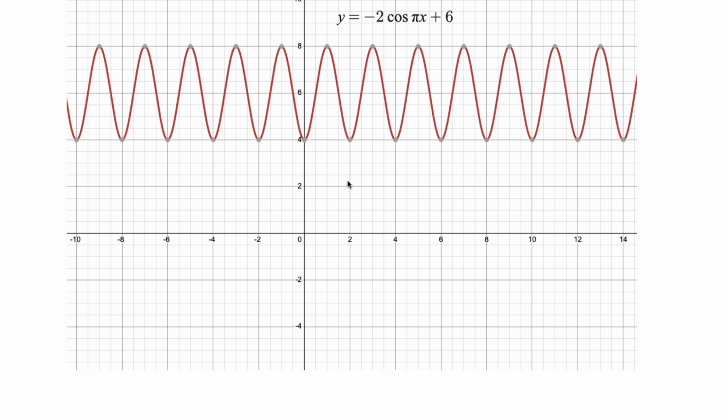The min and max were at -2 and +2. Adding 6 to each, our minimum value is now 4, and our maximum value is now 8. So that is a step-by-step look at how the different parts of the transformed cosine curve affect what happens to the graph.